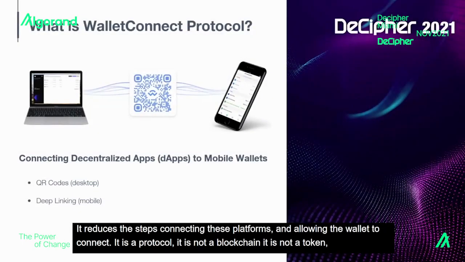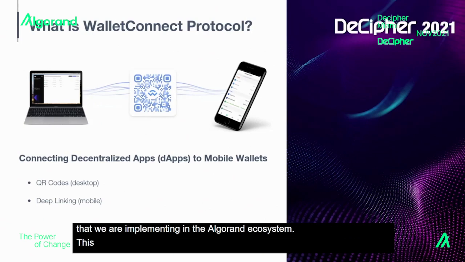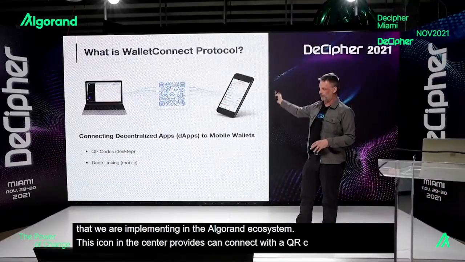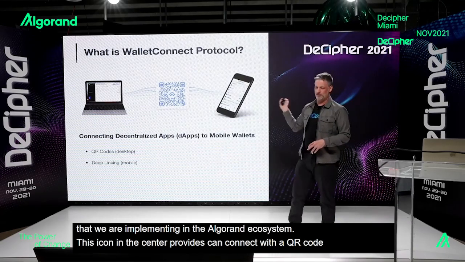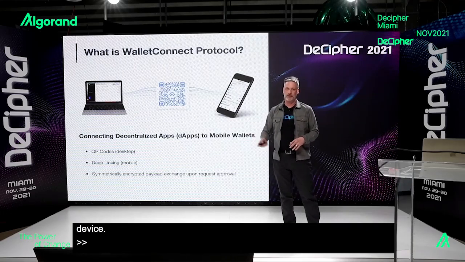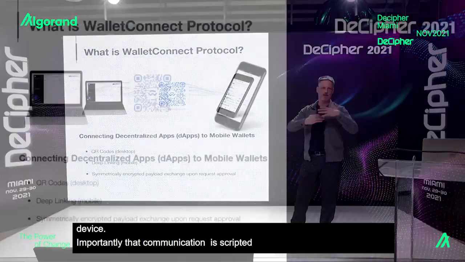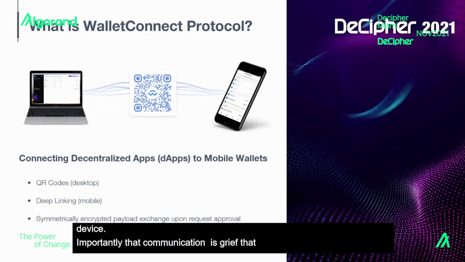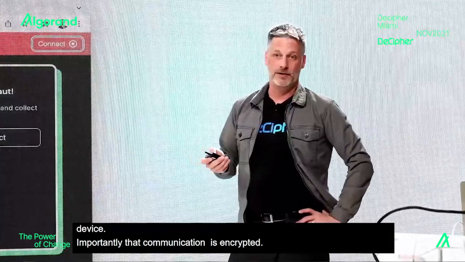The way this happens is this QR code in the middle. It provides a method for the dApp to present who it is and make a connection using QR codes for the desktop, or deep linking if the dApp ends up on the mobile device itself. That provides for pairing, and we'll see what that looks like. Importantly, that communication is symmetrically encrypted, so the messages sent between the two peers are encrypted, and the bridge server in the middle doesn't get to see any of that communication.